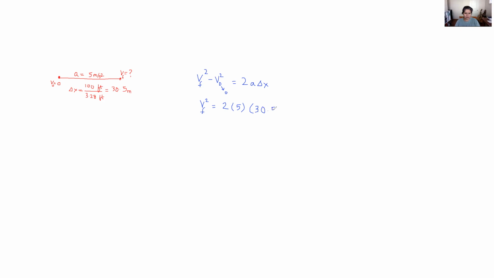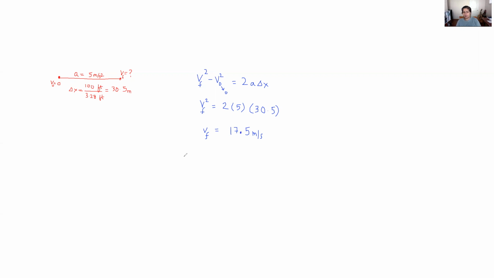You need to be in MKS units for everything. So you have to convert from feet to meters. And if you take the square root of both sides, you should get the velocity to come out to be, let's see, 17.5 meters per second. Okay, so that's how you do the first part.